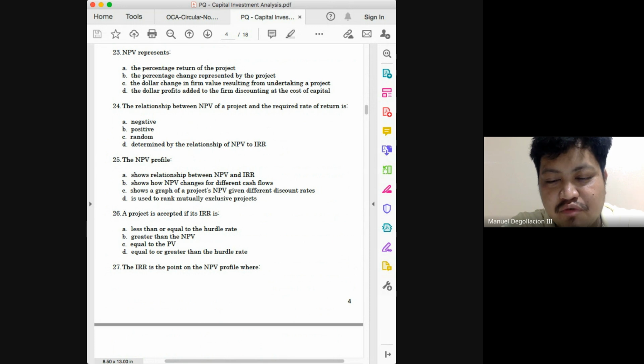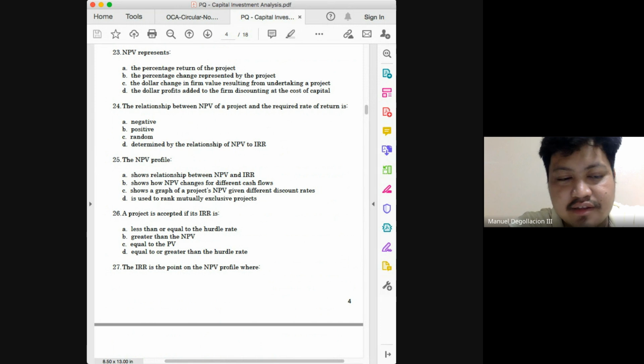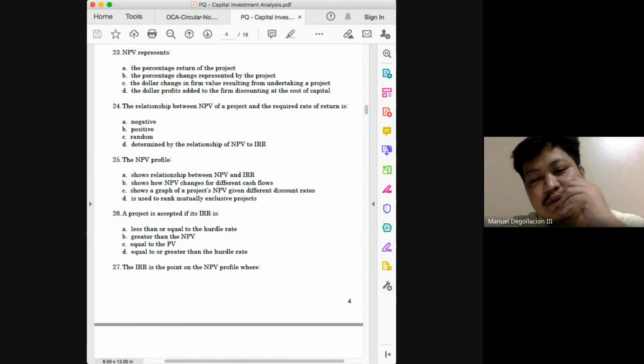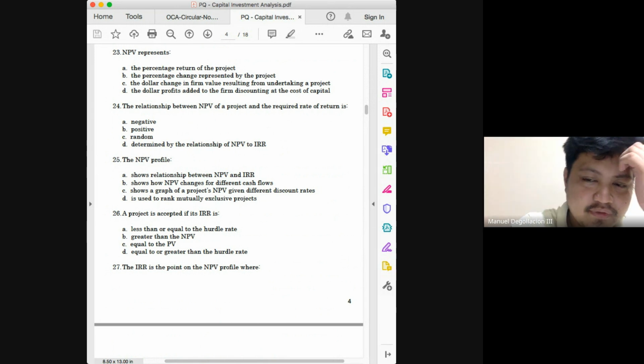25, the NPV profile. Again, another objective question. The NPV profile is letter C, shows a graph of a project's present value given different discount rates. Okay, so if you see an NPV profile, you would see a project being plotted on the graph. Okay, and normally it would be downward sloping because again, the higher the interest rate, the lower the net present value.